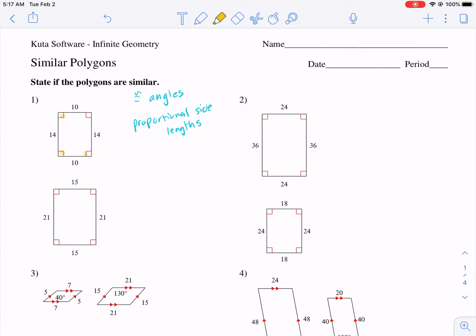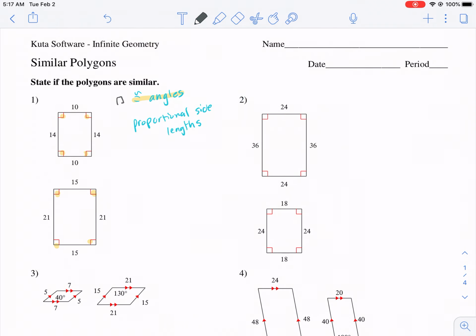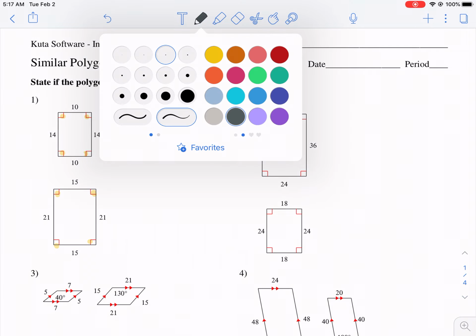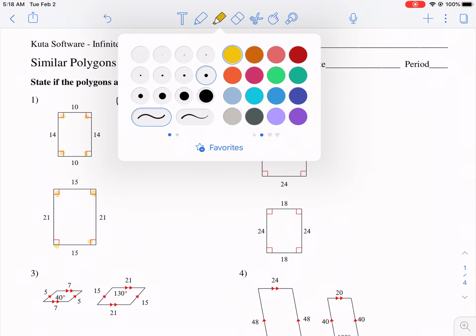We have to have all the same angles. So you can see, number one, we've checked all the angles are good. Okay, we're going to check that box. Let me make the box first. Okay, that's going to be better. So first thing we have is all angles are congruent. Check. Okay, now we need to know, are the sides proportional?